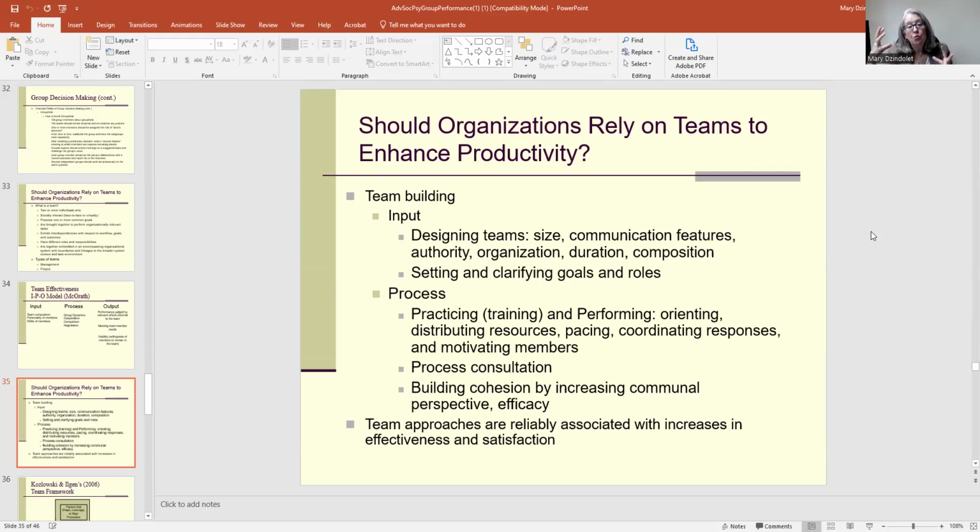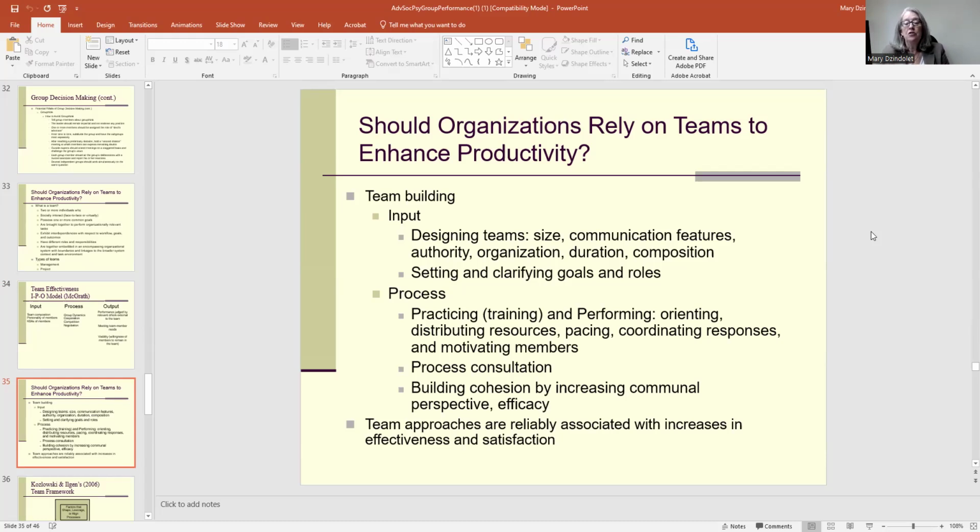And then once you have the right people in there, you need to make sure that the goals are very clear and the roles that people are playing are really clear. Under our process variables, you want to make sure that you give the people really good training. So you give them good orientation, you distribute the resources really well, you make sure they're staying on track, you're pacing it well, you make sure they're coordinating with one another well, that all the group members stay motivated.